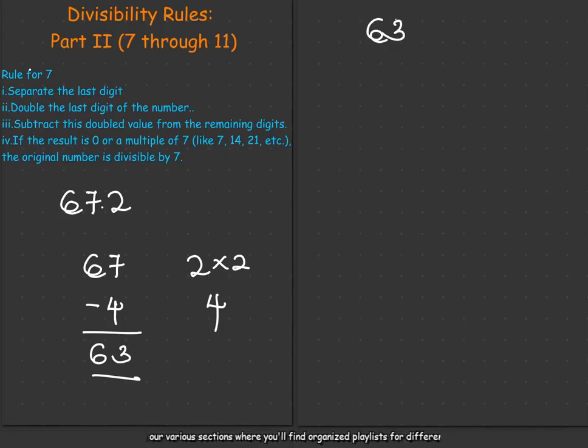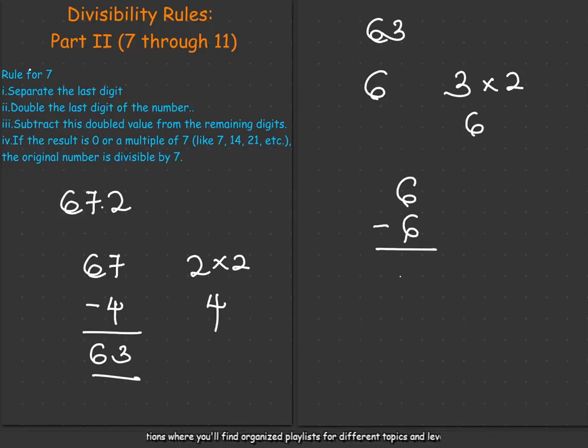You can still choose to separate your numbers. So you have 6 now and then 3. That is you writing your number as 2 separate numbers. Then let's double this 3 over here. If we double this 3, that is times 2, we get a 6. This new 6 we have gotten, let's take it out of the remaining digit. So 6 minus 6 gives me a 0.